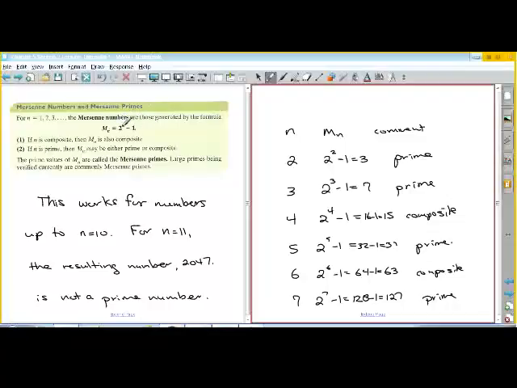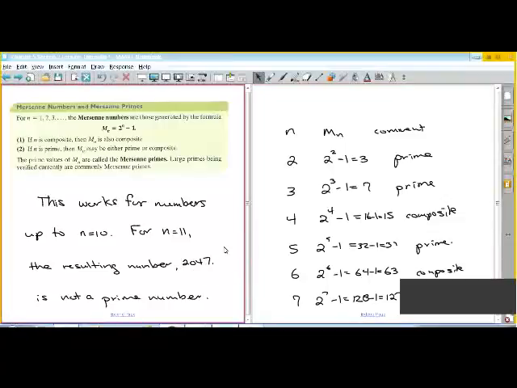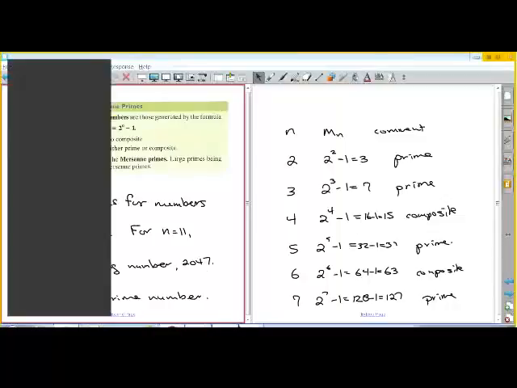So what we've seen is, for most of the cases, this formula does give me a prime number when n is a prime number, but it doesn't always work that way. Because how do I know this is not a prime number? What can you divide 2047 by? Well, you can't divide it by 3 because these add up to 13. You can't divide that by 3. So I'm not sure what you can divide it by, but apparently you can divide it by something.